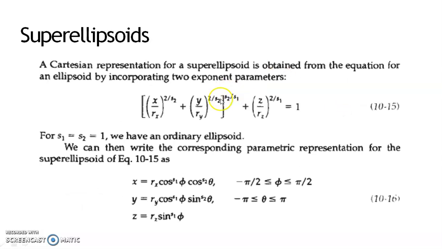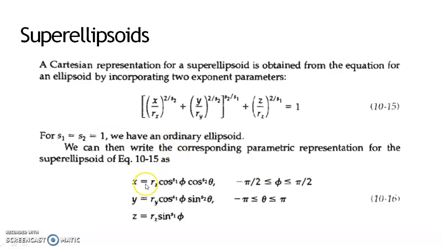And the Cartesian representation for a super ellipsoid is obtained from the equation for an ellipsoid by incorporating two exponent parameters s1 and s2. The equation is x by rx whole raised to 2 by s2 plus y by ry whole raised to 2 by s2, whole raised to s2 by s1, plus z by rz raised to 2 by s1 is equal to 1. And if s1 and s2 are 1, then we get the ordinary ellipsoid.